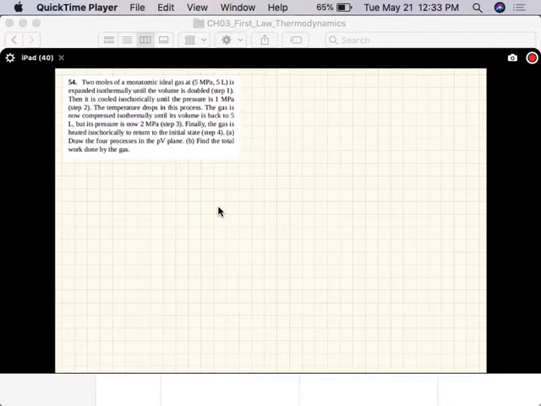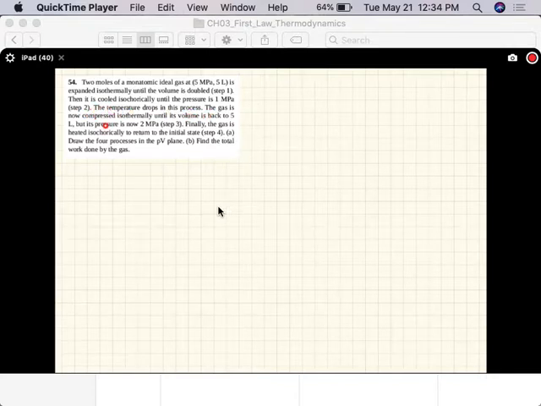Step 1. Then it's cooled isochorically until the pressure is... what is isochorically? Isobaric and isochoric are the same. Until the pressure is 1 megapascals. The temperature drops in this process.